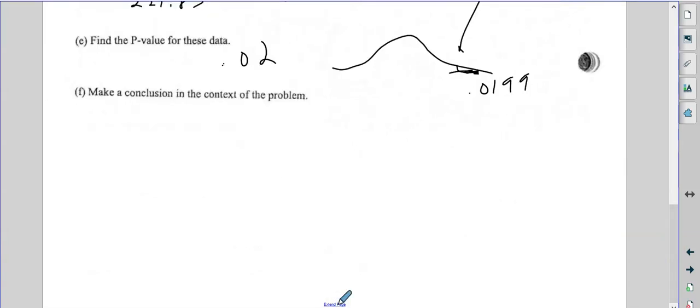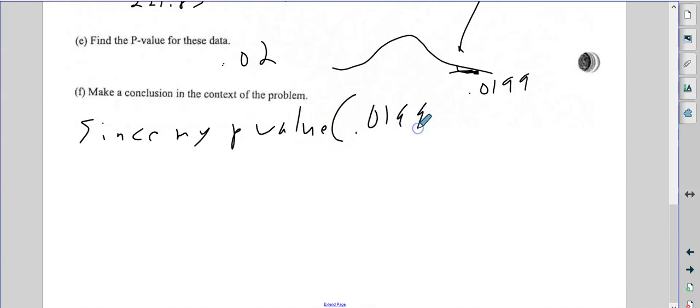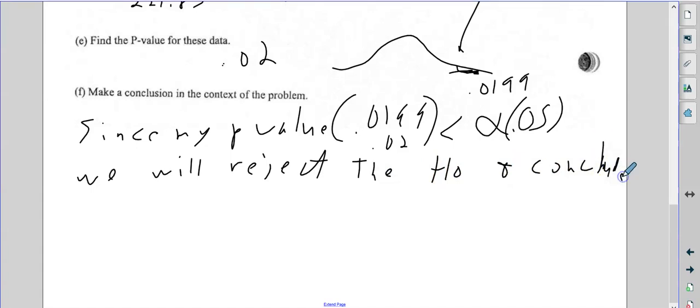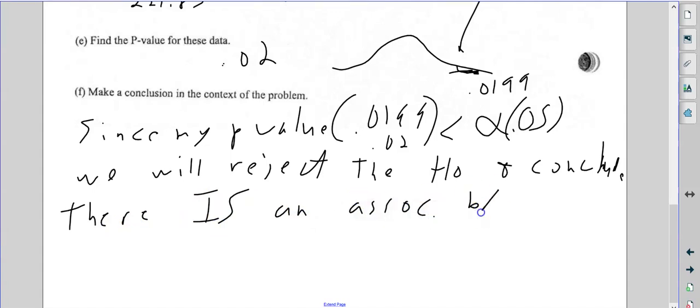And then my conclusion. Again, same statement. Since my p-value of 0.0199 or 0.02, whatever you put, is less than my alpha, which is 0.05, we will reject the Ho and conclude there is an association between gender and judge. And that is it.